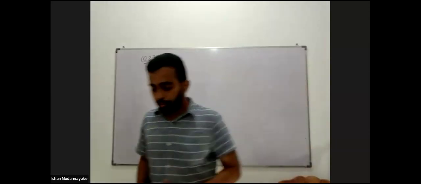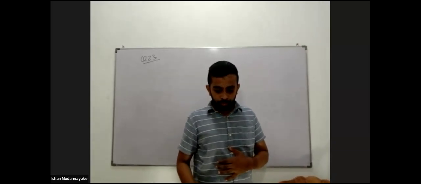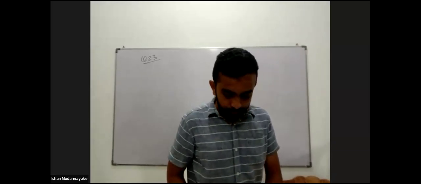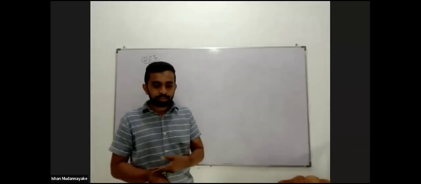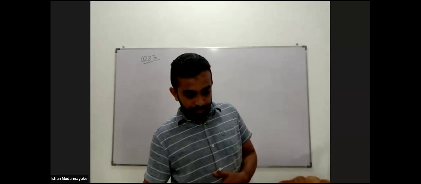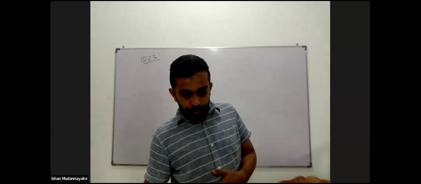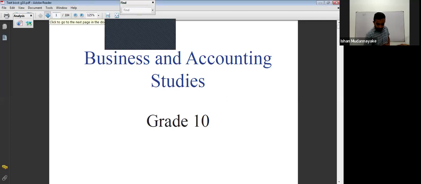Right, quickly go to page number 9 of your textbook. On page number 9, you can see in the textbook the list of stakeholders in a business organization.